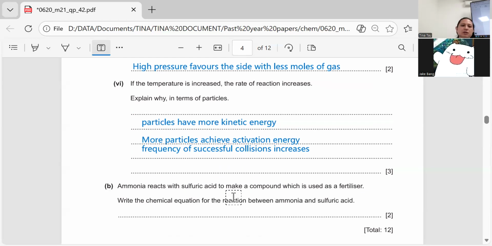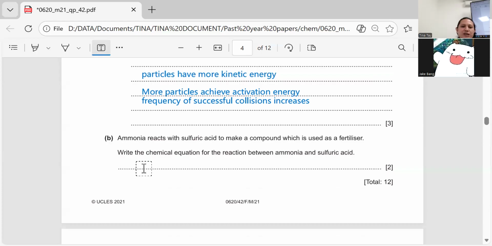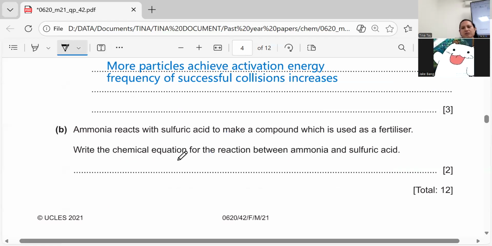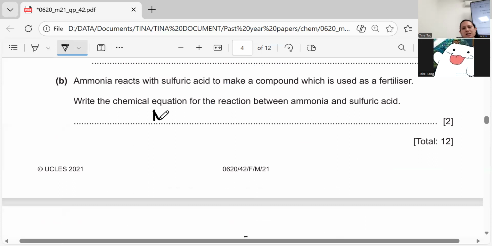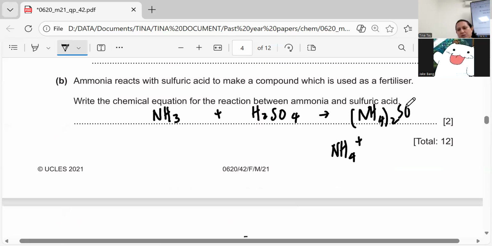Now, ammonia reacts with sulfuric acid to make a compound which is used as fertilizer. Write a chemical equation. Okay, this one. Ammonia is NH3. Sulfuric acid is H2SO4. Ammonium sulfate is... Please don't forget, ammonium is NH4 positive one. So this one needs a bracket, (NH4)2SO4. I need to balance the equation too.